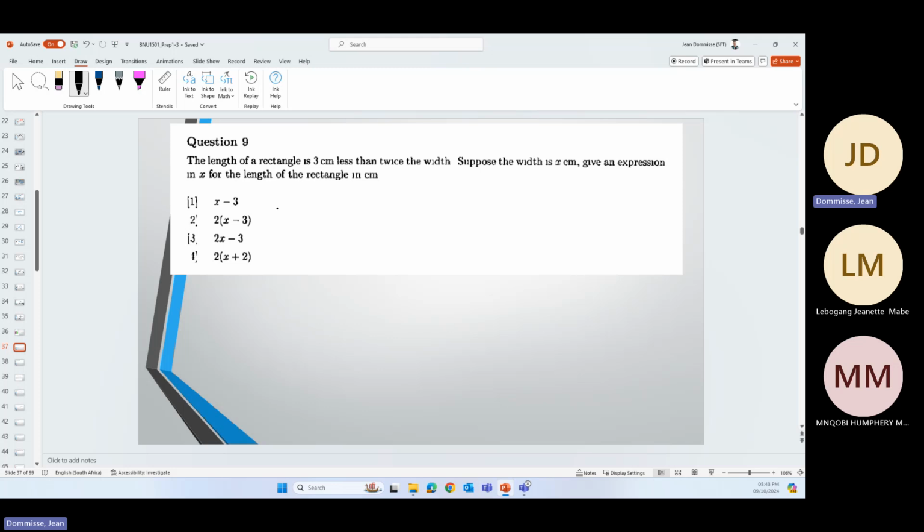We normally need to solve some equations, but with this one, they basically link the equation to the measurements as well. So they tell us the length of a rectangle is 3 centimeters less than twice the width. So let's say the width is x, so the length is 3 centimeters less than twice the width.